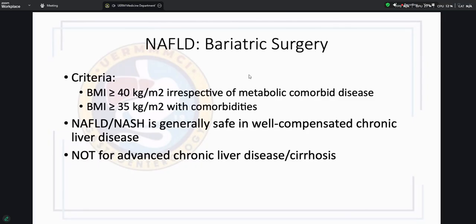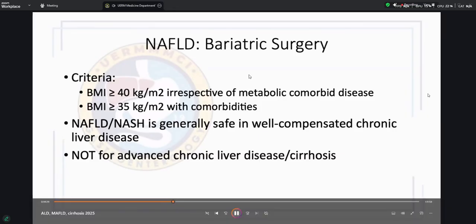The aim of bariatric surgery is to treat obesity, and since obesity and insulin resistance are major risk factors for NAFLD, it is expected that bariatric surgery can have a positive effect in NAFLD. Not all individuals can undergo bariatric surgery. So currently, the criteria for bariatric surgery are a BMI of at least 40, irrespective of metabolic comorbid disease, or a BMI of at least 35 if with comorbidities.